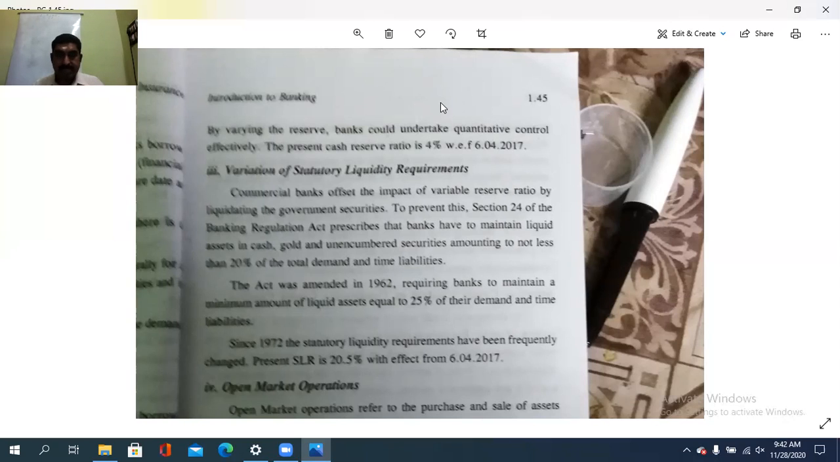And for such purpose, Section 24, in order to not to do that one, Section 24 of the Banking Regulation Act prescribes that the banks have to maintain liquid assets in the form of cash or gold or encumbered securities amounting to not less than 20% of the total demand and time liability also. അതായത് എത്ര ബാധ്യതയാണെങ്കിലും അതുപോലെ എത്ര ഡിമാൻഡ് ഉണ്ടെങ്കിലും നോട്ട് ലെസ് ദാൻ 20% എങ്കിലും എന്ത് ചെയ്തിരിക്കണം? കുറയാതെ 20% ക്യാഷ്, ഗോൾഡ്, എൻക്യുംബേർഡ് സെക്യൂരിറ്റീസിനെ ലിക്വിഡ് അസറ്റ് ആയിട്ട് മെയിൻറ്റെയിൻ ചെയ്തിരിക്കണം. ദാറ്റ് ഈസ് ദ കേസ് വിത്ത് സ്റ്റാറ്റ്യൂട്ടറി ലിക്വിഡിറ്റി റിക്വയർമെന്റ്.